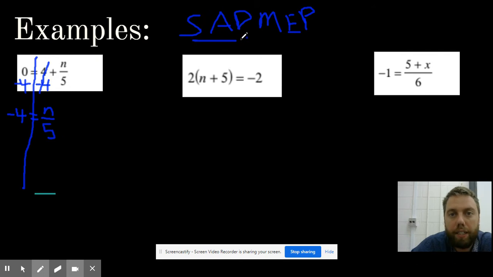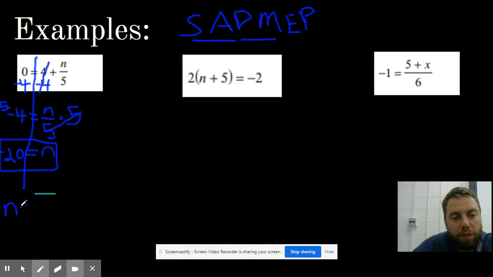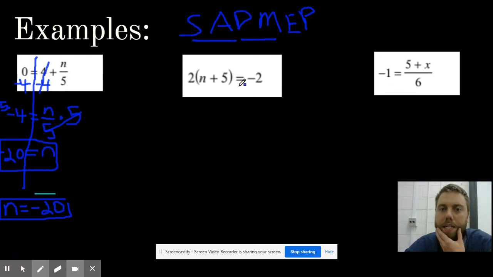Now that we've added, subtracted, now we can multiply, divide. Because it's dividing by 5, we're going to multiply by 5. Now we have it down to our one-step equation. And these cancel out, leaving you with just n. The n is isolated. And negative 4 times 5 is negative 20. This is absolutely correct, but we know we're trying to get in the habit of writing the variable first and then the value. There we are.